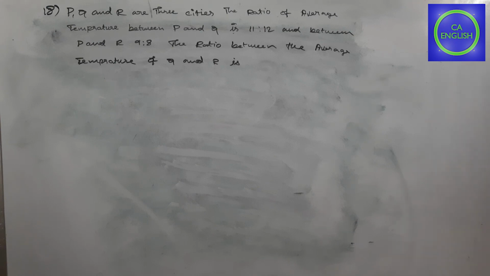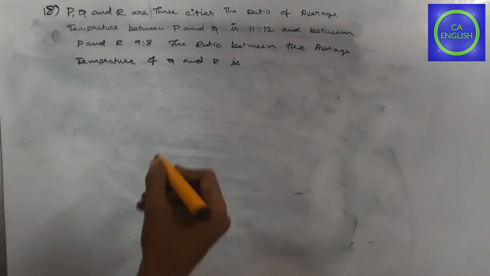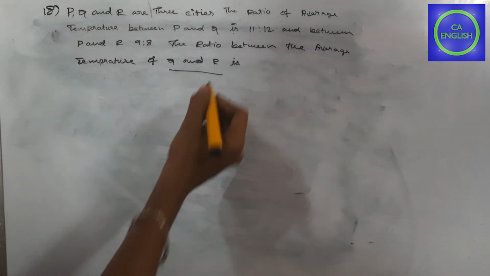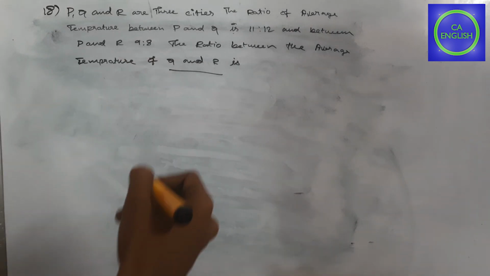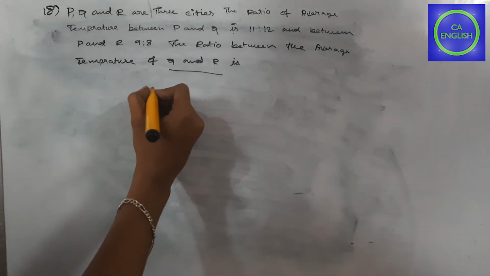18th question, and the question is a little bit bigger. P, Q and R are three cities. The ratio of average temperature between P and Q is 11:12, between P and R is 9:8. We want to find the average temperature ratio of Q and R. Let's write the givens of the question.